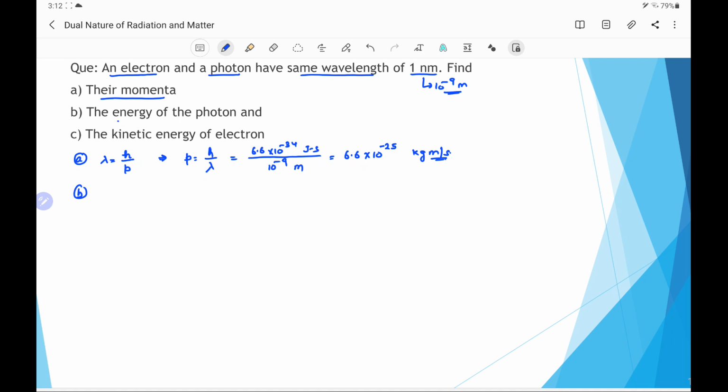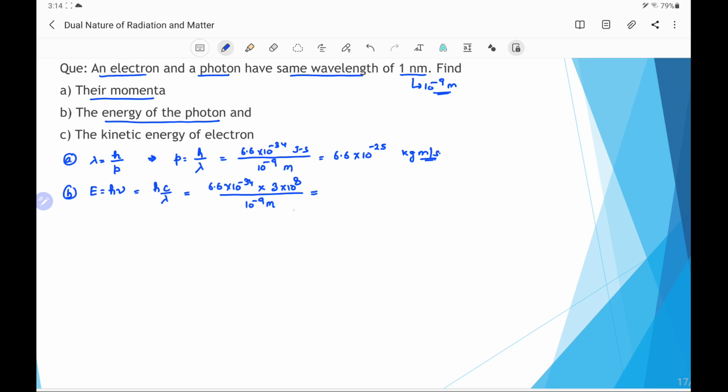Part B is the energy of the photon. We know energy of photon is given by E equal to h nu, or we can also write it is hc by lambda. We are given lambda. So substituting the value, h is the Planck's constant having the value 6.6 into 10 power minus 34. c is the speed of the electromagnetic wave and its value is 3 into 10 to the power 8 meter per second, divided by wavelength 10 raised to the power minus 9 meter. And now on solving we will get the energy in the unit of joule.